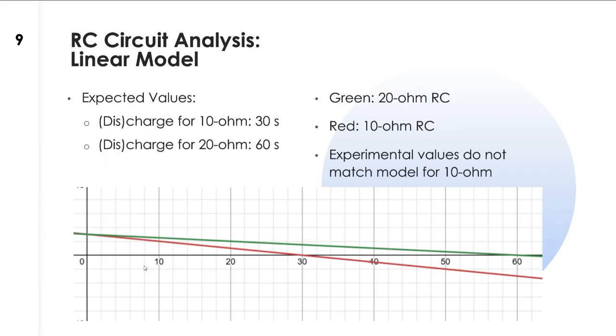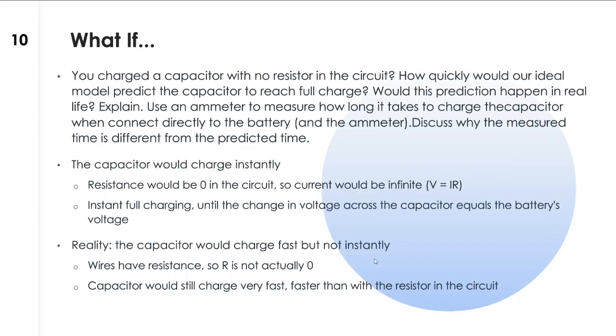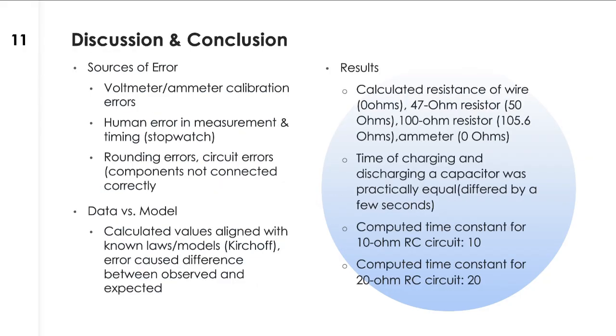The experimental value for discharge and charge for the 10 ohm circuit was supposed to be 30 seconds, and for the 20 ohm it was supposed to be 60 seconds. So if the capacitor was just attached to the battery with no resistor, ideally the capacitor would charge instantly, because resistance would be zero in the circuit, so current would be infinite. But in reality, the wires have resistance, so resistance is not actually zero in the circuit, and therefore current is not infinite. The capacitor would charge very, very fast, but it would not be instantaneous.